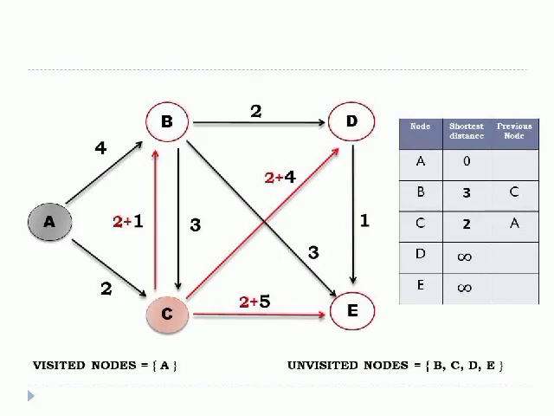Node D will now have the current distance 6 from A over C. And now we need to check if 6 is less than the current shortest distance that we stored in our table, and the current shortest distance that we stored in our table is infinity.